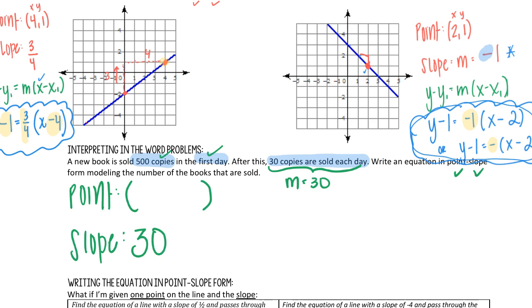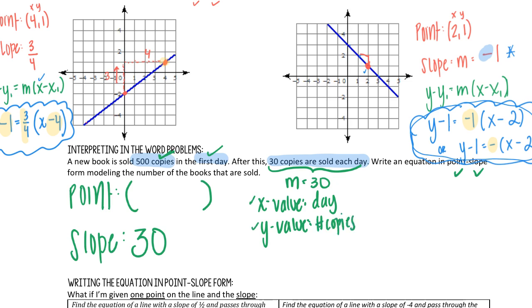Now let's see if we can find our point. They tell us in the first day there are 500 copies sold. Before we figure out the point, it might be helpful for us to think about what the x value represents and what the y value represents. Remember, the x value is the independent variable, what is causing the change. That should be the day. The y value, the resulting dependent variable, well, as the days go on, what is changing? The number of copies that are sold.